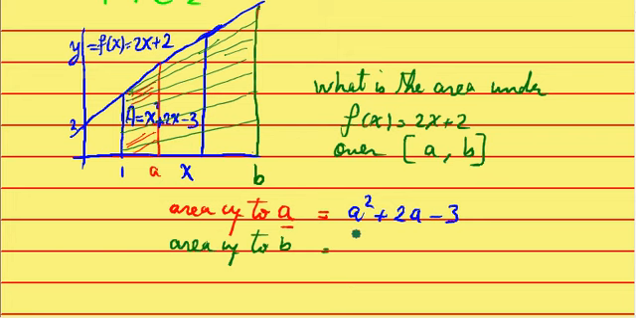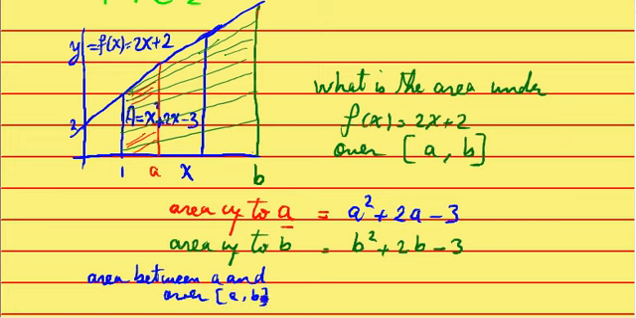Well, all I have to do is just put b here, b squared plus 2b minus 3. Now, area between A and B, or sometimes we say over A to B. Well, if that is the area I want, this is the area from A to B, that is the area I want to calculate.